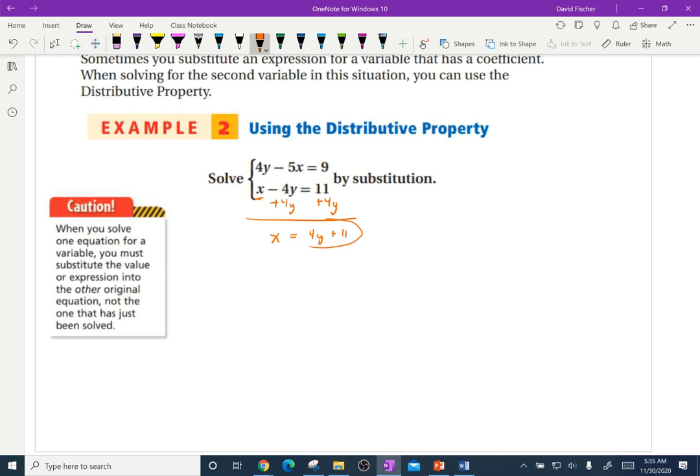I want to take this whole amount and plug it in for the x on this equation. So let's do that. I got 4y minus 5 times that whole group of 4y plus 11 equals 9. Let's go ahead and solve it.